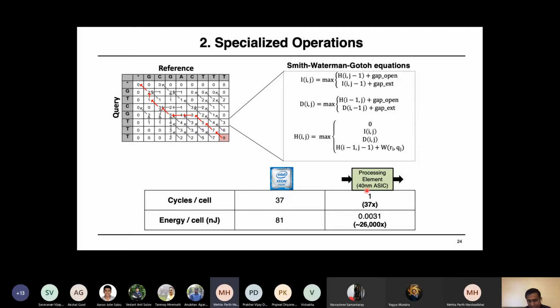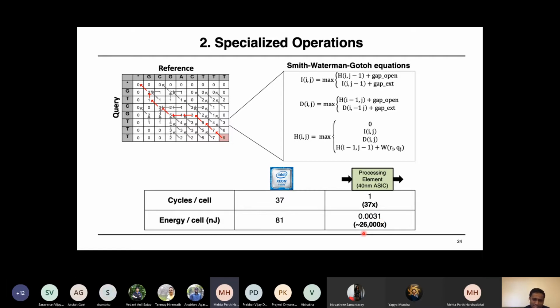Now, if you implement it on an ASIC, let's say on a 40 nanometer technology, what you'll find is that you can implement all these specialized operations and do it in a single cycle, because they are just a bunch of adds and comparators put together. So that itself results in 37 times speedup. But the other good news is that you could spend much less energy doing that because you only spend about 3.1 picojoules of energy. So that's about 26,000-fold gain.